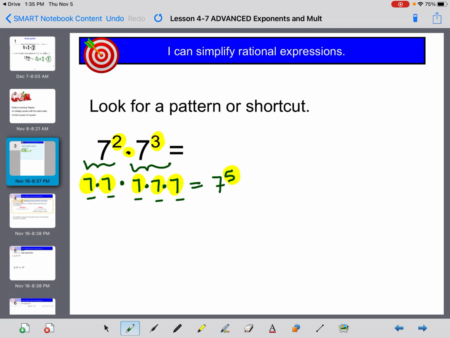The shortcut, then, would be to keep the base and add the exponents to get 7 to the fifth power and not have to write out the expanded form. It allows me to skip all of that work if I simply understand what this means and apply a shortcut.